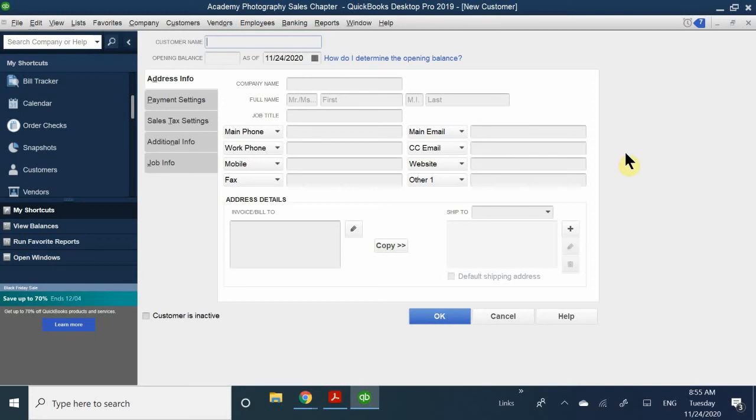So again, same thing here. You can choose a customer name, or you could choose when you want them to start being your customer. So again, this is only necessary if you've had previous transactions with this customer. But if not, then you can obviously use the date that you actually have your first transaction with them.